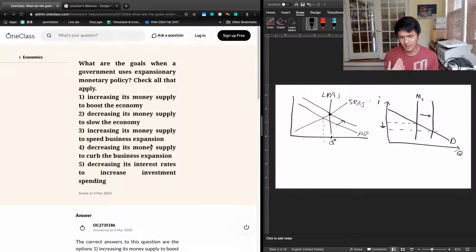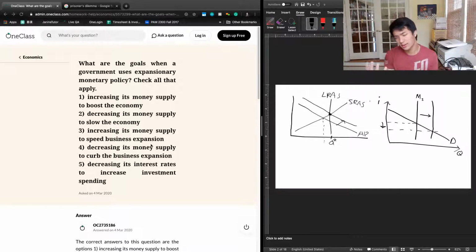Choice 4 says decreasing its money supply to curb business expansion. Again, right off the bat, eliminate the answer choice because we're increasing the money supply, not decreasing. And finally, 5, decreasing interest rates to increase investment spending. And again, yes, we are. That's step 2, right? Step 2 is decreasing interest rates. Step 3, increased investment spending. So 5 is going to be the right answer as well.